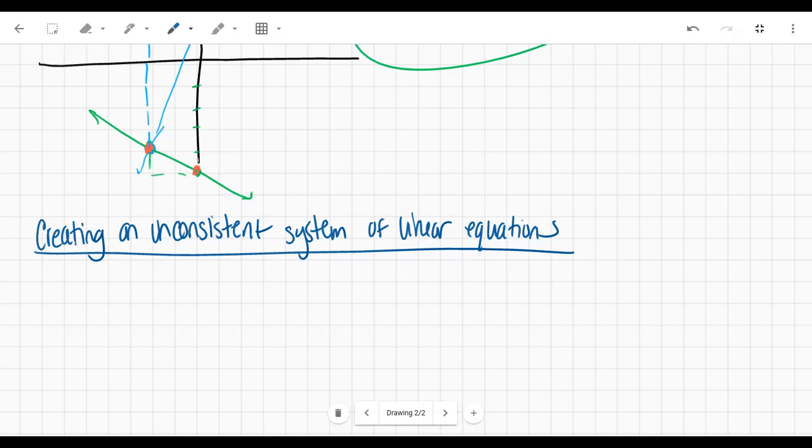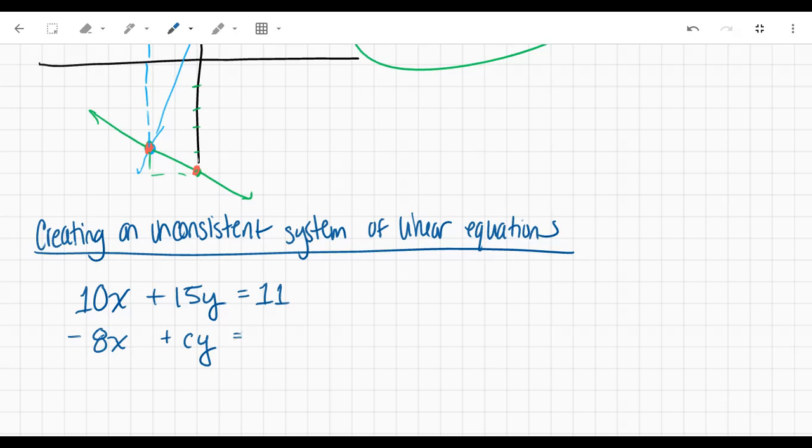Okay, so they give you something like 10x plus 15y equals 11. And then negative 8x plus cy equals 10. All right, so this is an interesting problem. What you want to do here, and let me just check, let me figure out how they want you to do this.